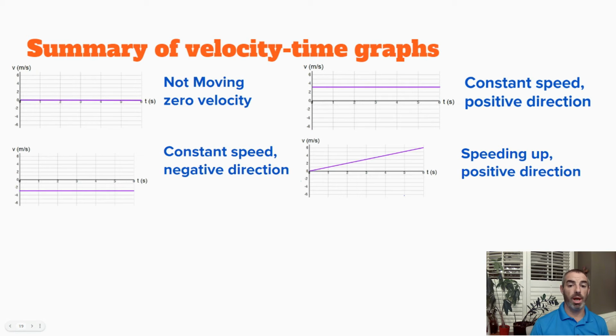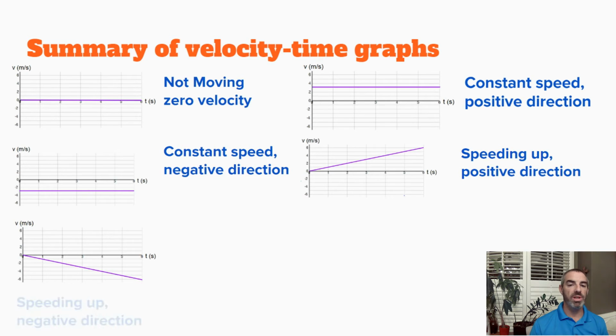A positively sloped line drawn above the time axis shows that it's speeding up, by the velocity getting further from zero, and it shows positive direction by it being drawn above the time axis. A line drawn below the time axis and getting further from zero shows the negative direction and speeding up. It shows speeding up because it's getting further from zero, and the negative direction because it's drawn below.